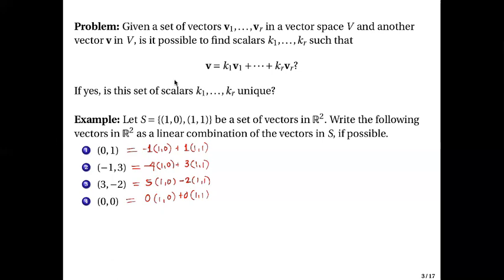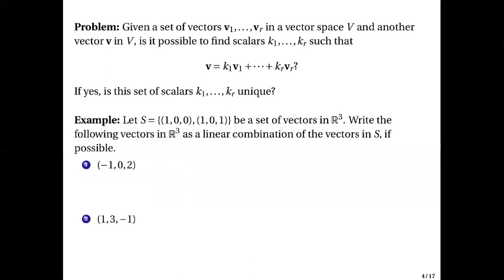So at least we have the uniqueness. And we answered this as yes. How about for the next set of vectors here? This time we have the vectors 1, comma 0, comma 0, and 1, comma 0, comma 1, vectors in R3. So same set, same problem. We want to write this vector here and this vector here as a linear combination of these two vectors.